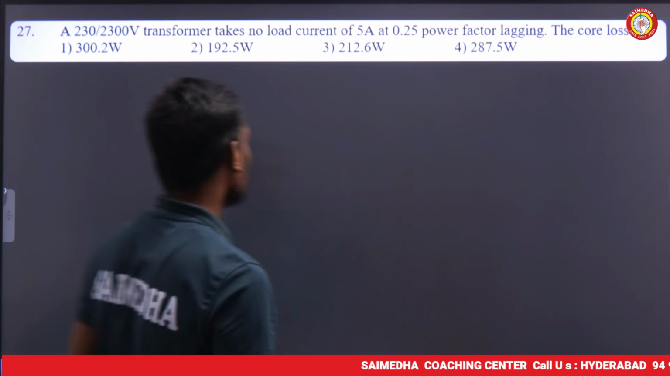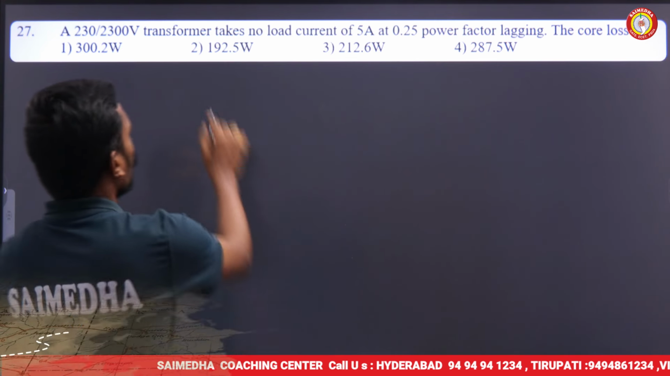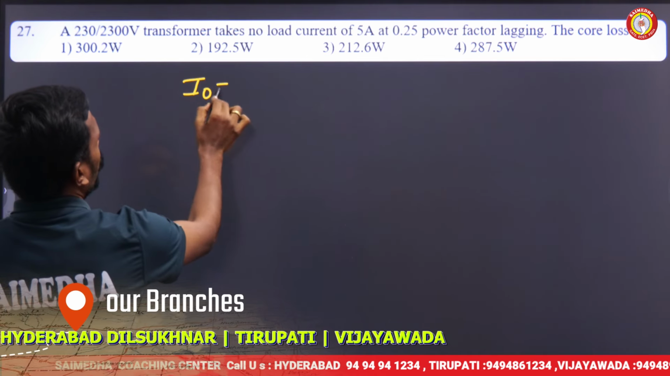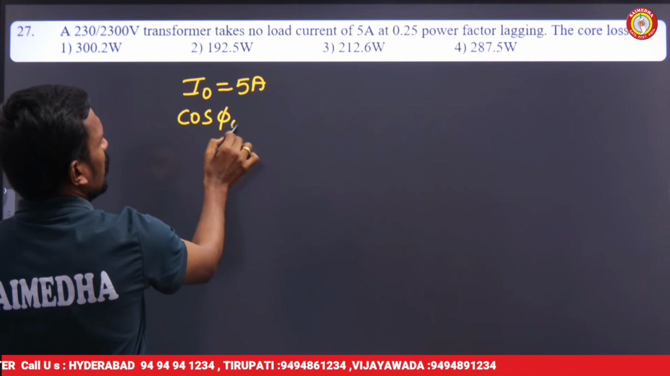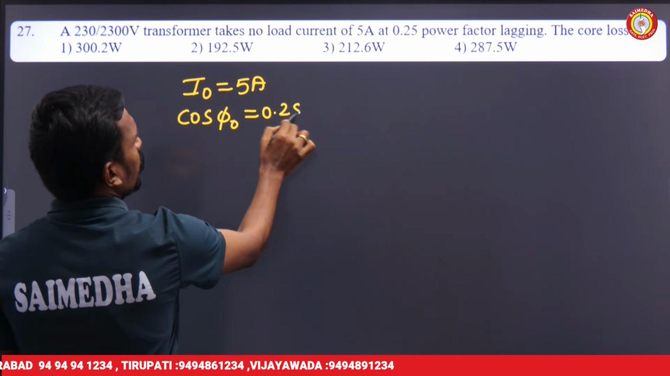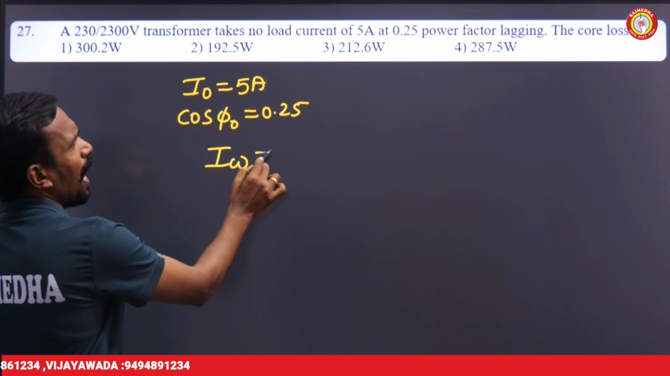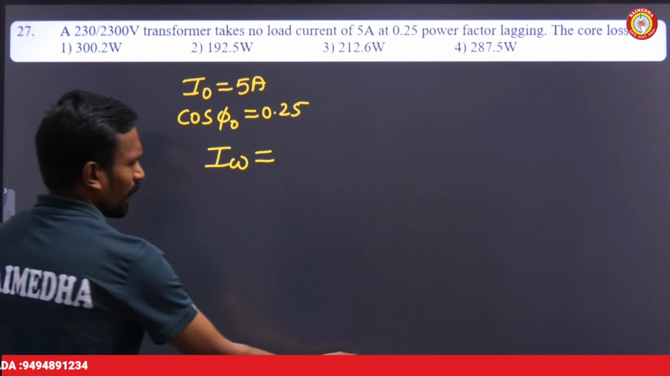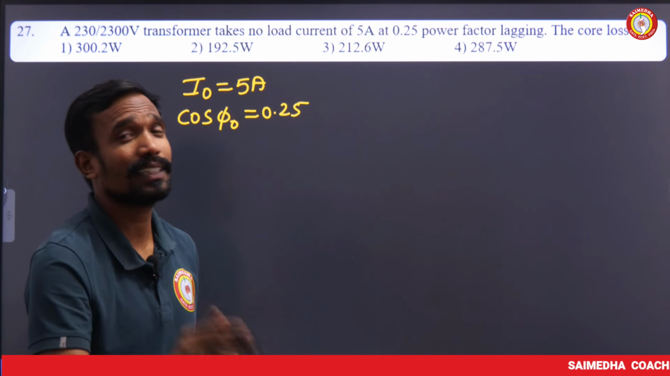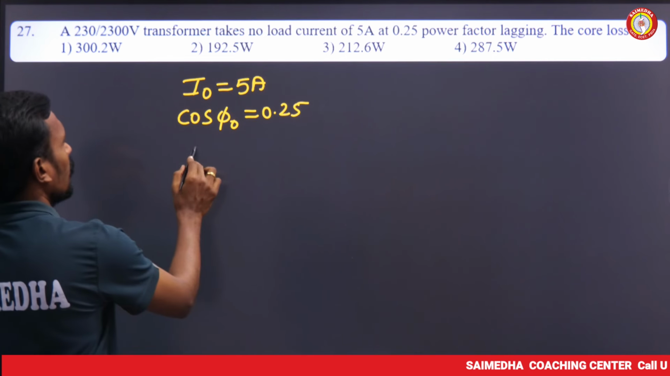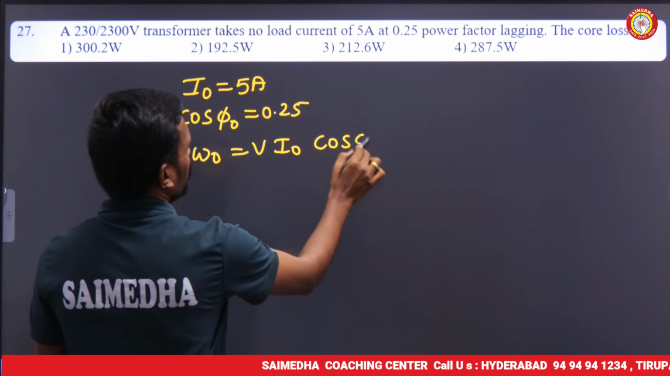Next, a 230 by 2300 volts transformer. The no load current given is 5 amperes and the no load power factor given is 0.25. They are asking for the core losses, W naught, not the core loss component IW. So W naught is equal to V I naught cos phi naught.